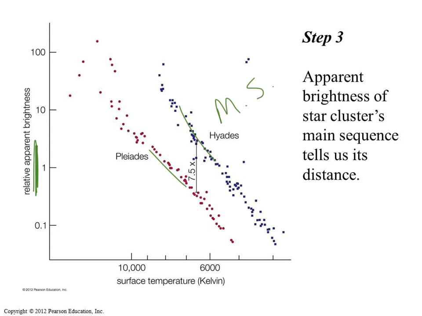So, do you guys buy this, that since the Hyades, which is a cluster of stars, and the Pleiades, another cluster of stars, are apparently brighter, they have to be closer.